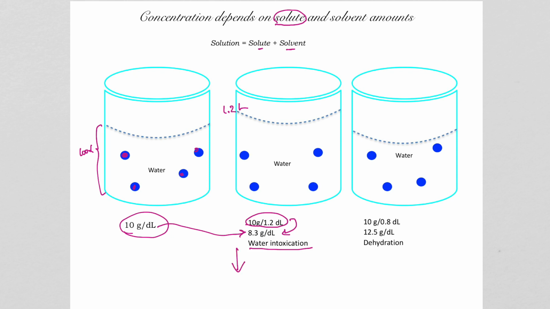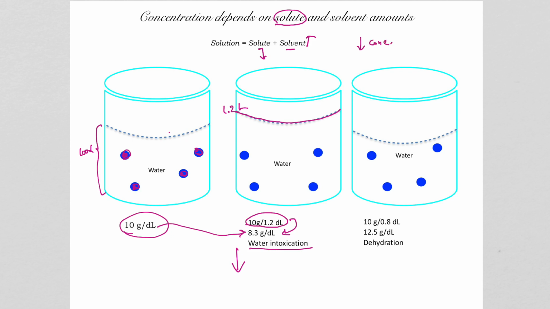The concentration can go down if the volume of solvent increases, or if we have the same volume but the amount of glucose decreases. Okay, so either the solute goes down or the solvent increases. That will give you a lower concentration.